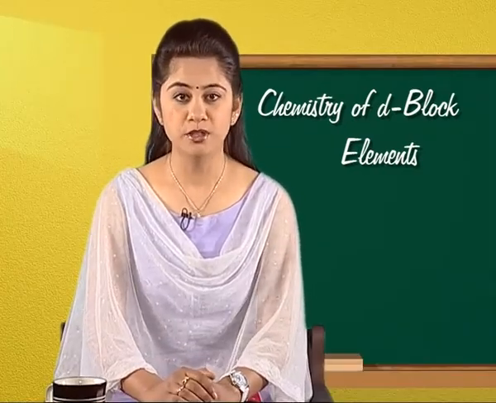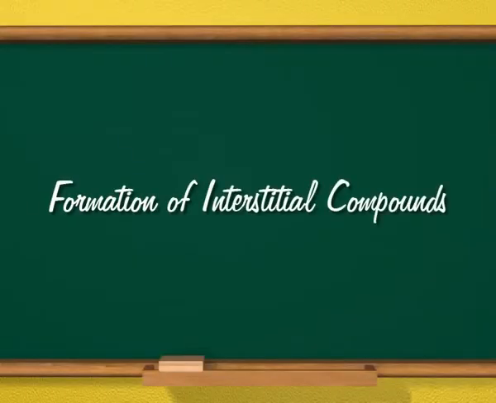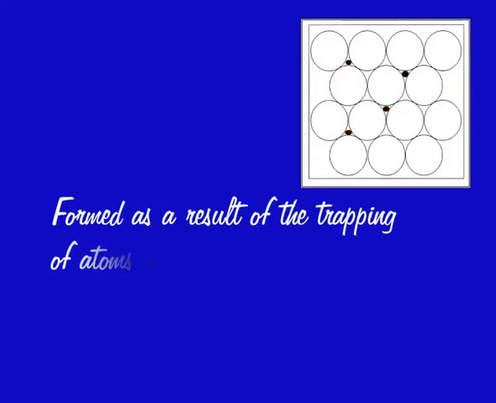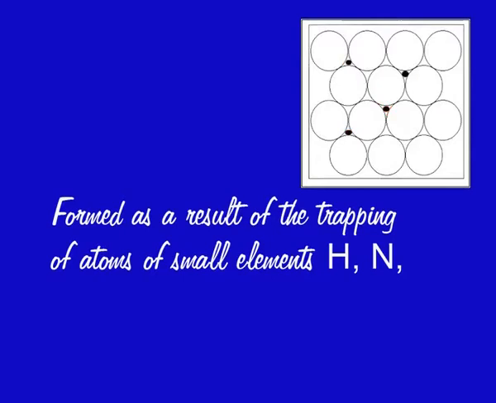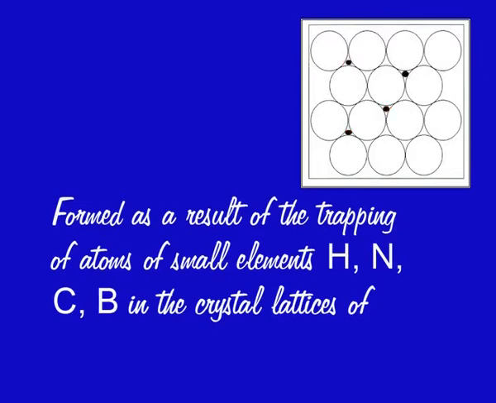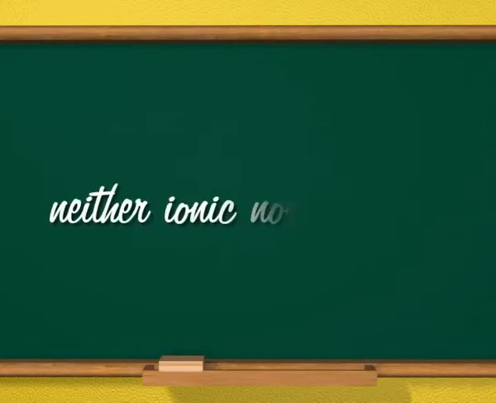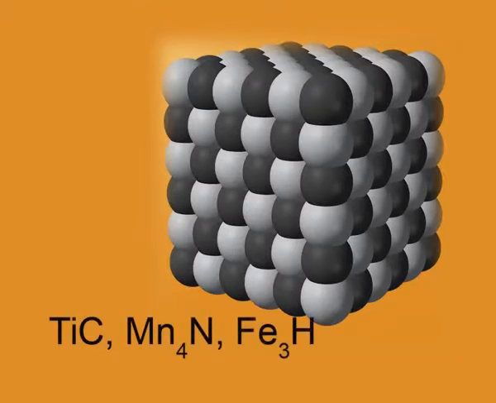Next, we will talk about formation of interstitial compounds. These are formed as a result of the trapping of atoms of small elements like hydrogen, nitrogen, carbon, boron in the crystal lattices of certain metals. These are non-stoichiometric in nature and are neither ionic nor covalent. A few examples are titanium carbide, Mn4N, Fe3H, etc.